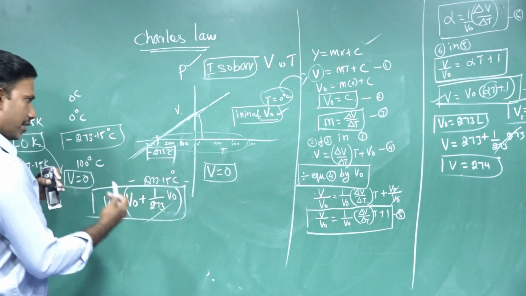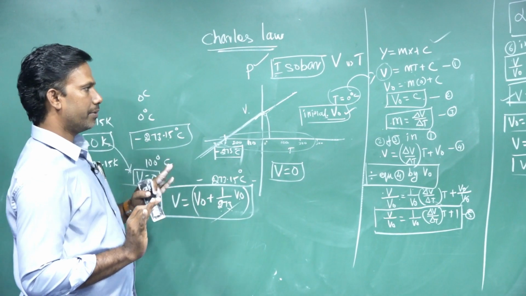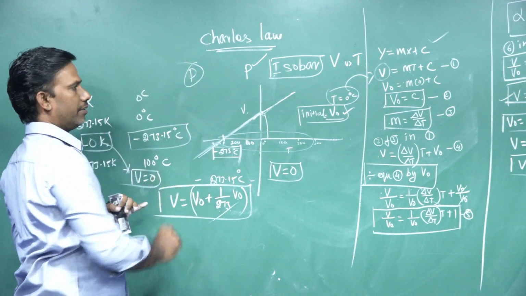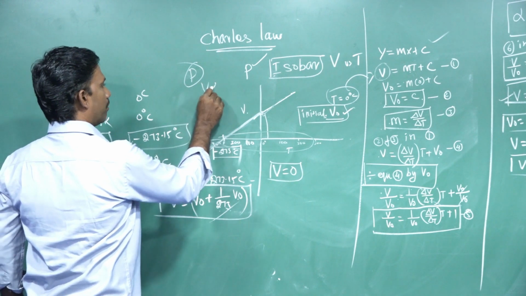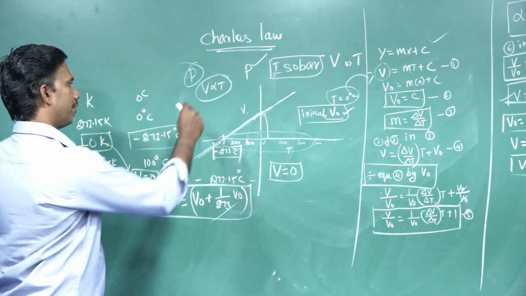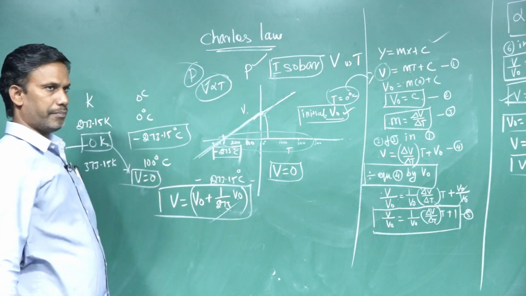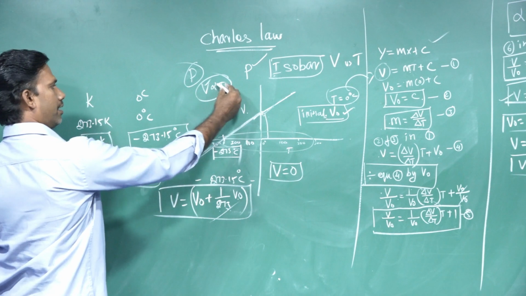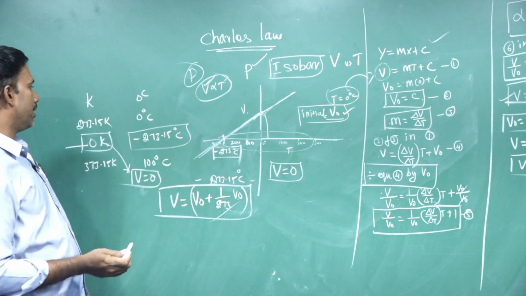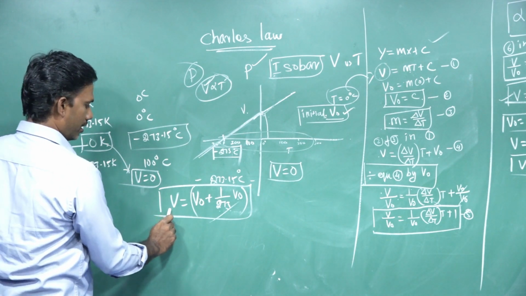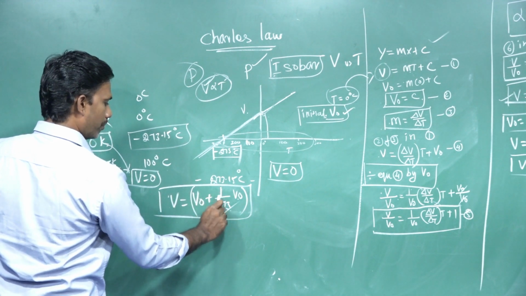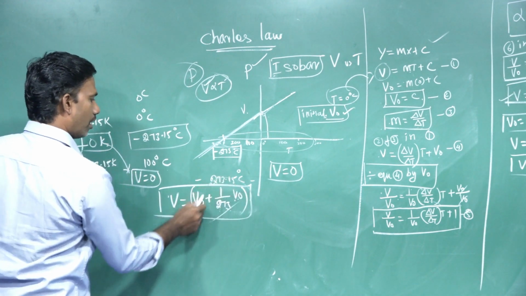Sir, what is this derivation explaining? So what is the statement of Charles? Charles' statement is that at constant pressure, volume is directly proportional to temperature. Volume increases when temperature increases. For every degree rise in temperature, how much will the volume increase? That is given by this formula: the extended volume equals V0 plus 1 by 273 of V0.